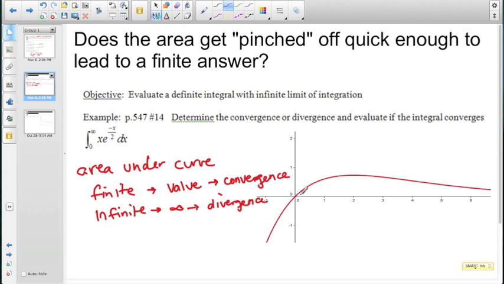If we take a look at this area here, we have to be sure that, as we can see, as our values of x get larger and larger, we have what I will call pinching off. In other words, the function is asymptotic with the x-axis. So the question remains: is that pinching off occurring at a fast enough rate to get a finite value for this area? Obviously, if we had something that just kept increasing and increasing, then this area would be infinite.